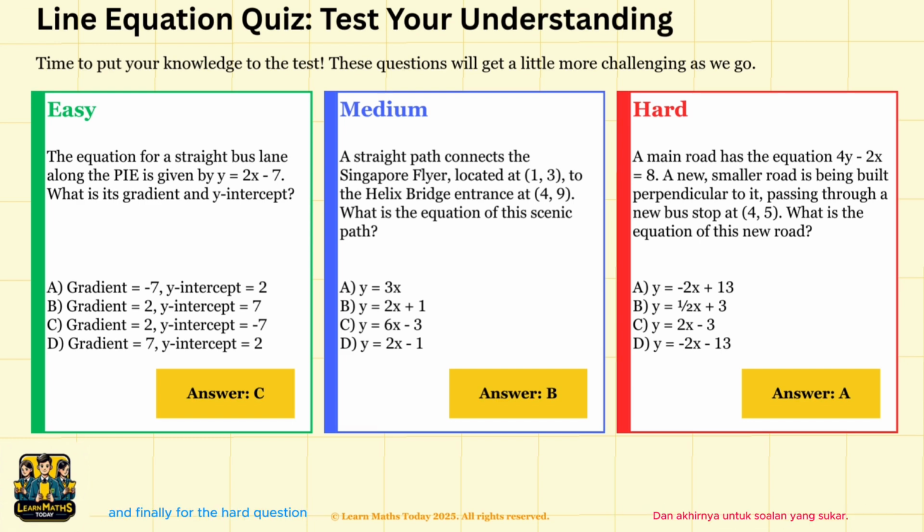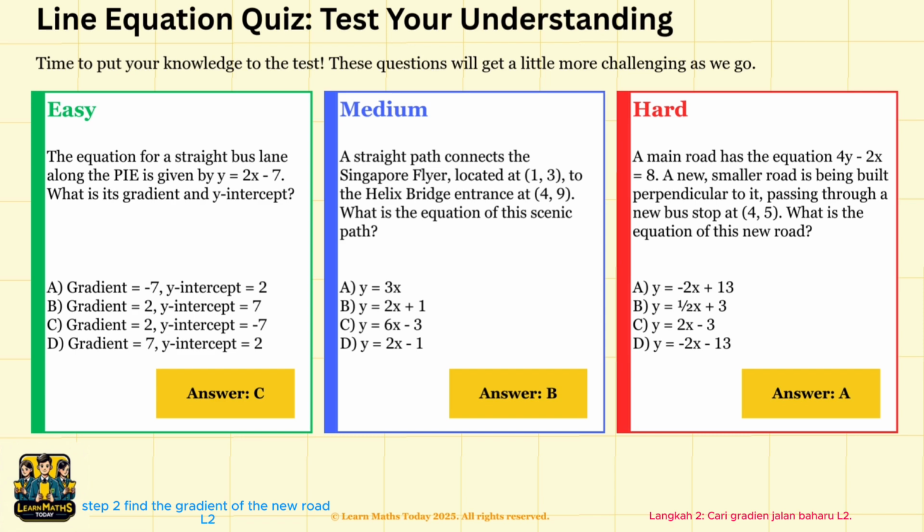And finally, for the hard question about the main road and the new perpendicular road, Step 1. Find the gradient of the main road L1. The equation is 4y minus 2x equals to 8. To get it into y equals to mx plus c form, first add 2x to both sides, 4y equals to 2x plus 8. Then divide everything by 4, y equals to 2 over 4x plus 8 over 4, which simplifies to y equals to 1 over 2x plus 2. So the gradient of the main road is 1 over 2.